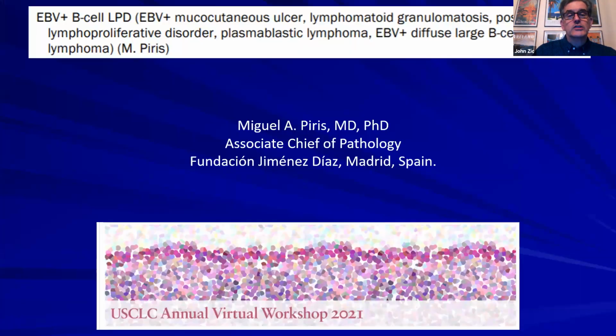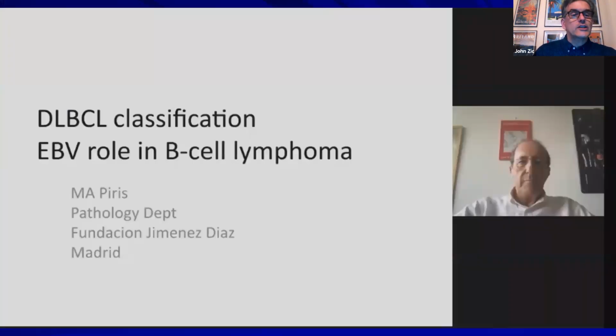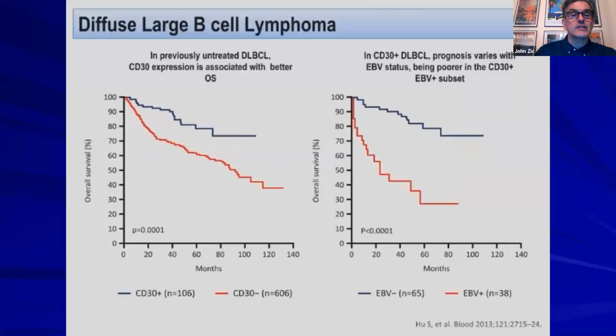And then there was a very interesting talk by Miguel Pérez, who is Associate Chief of Pathology at the Fundación Jiménez Díaz in Madrid, Spain. And Dr. Pérez is an expert on the impact of a virus called Epstein-Barr virus on B-cell lymphomas. And he talked about classifying and the role of this Epstein-Barr virus in B-cell lymphomas. And I thought this was interesting.